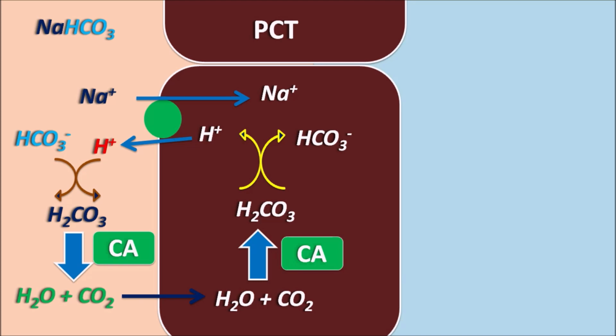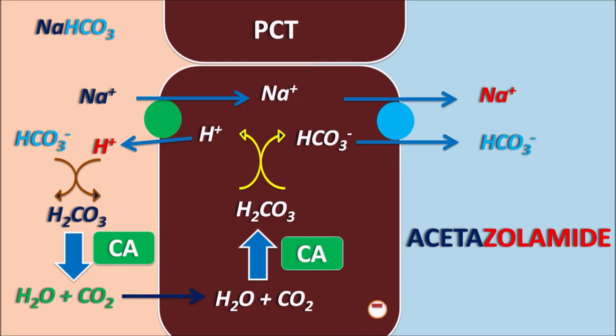Now everything is ready. Sodium and bicarbonate are both present within the tubular cell of the PCT. Then they can be reabsorbed, where sodium is reabsorbed along with the bicarbonate anion. In this way, sodium bicarbonate is reabsorbed into the systemic circulation by the action of the carbonic anhydrase enzyme. Here acetazolamide is one of the drugs which blocks this carbonic anhydrase enzyme, thereby inhibiting the reabsorption of sodium and bicarbonate. In this way, acetazolamide inhibits the reabsorption of sodium bicarbonate and increases sodium bicarbonate excretion in the urine, which makes the urine alkaline in nature.